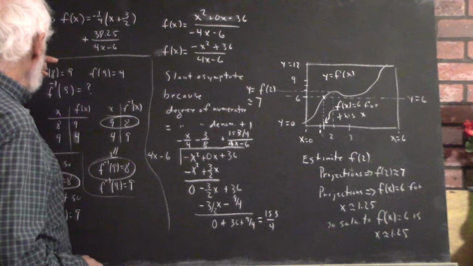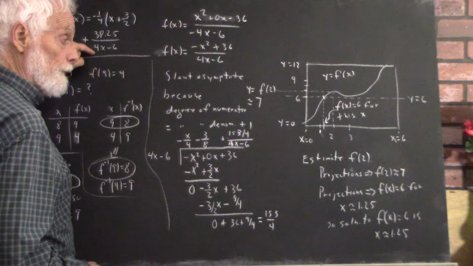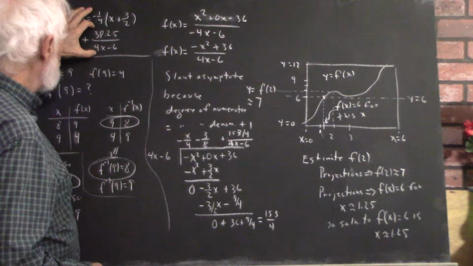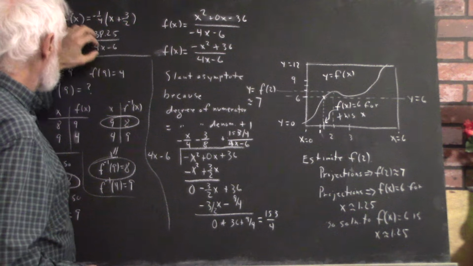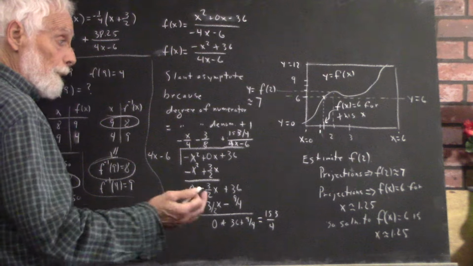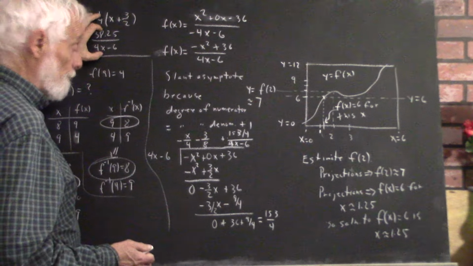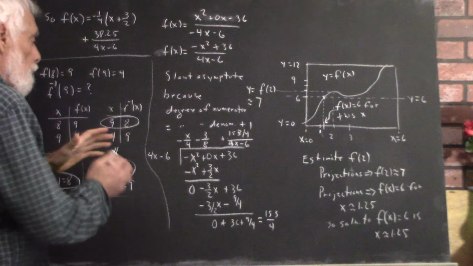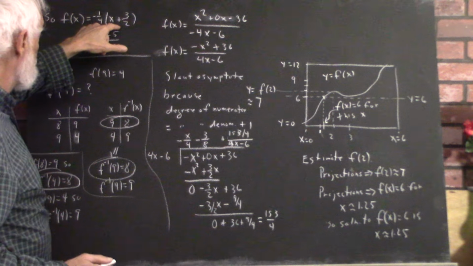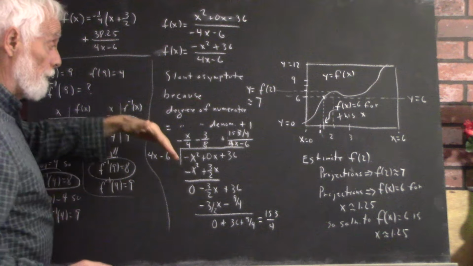Okay? Now this rational function, as x gets big, this approaches 0. It's obvious. The denominator gets big, the numerator stays 38.25. So if the denominator is 1,000,000, this is almost 0. So for large values of x, this function is going to equal this. And this is just a straight linear function.